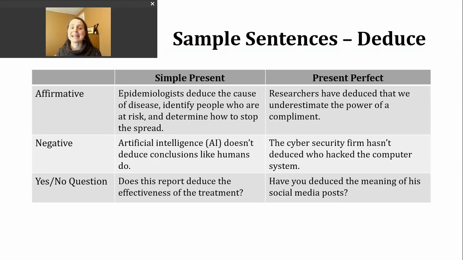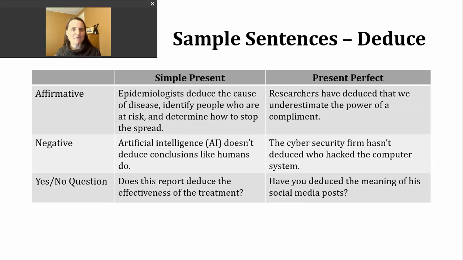Now let's look at making a negative simple present sentence. To do this, I'm going to use do not and then the base verb when my subjects are I, you, we, or they. Or I'll use does not and then the base verb when the subjects are either he, she, or it. Let's look at another sentence. Artificial intelligence, you might hear this called AI. Either one of those would work here. AI doesn't deduce conclusions like humans do.